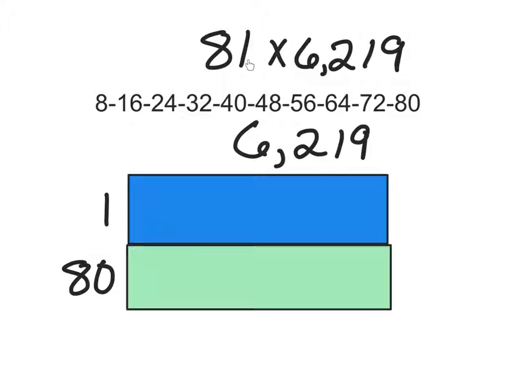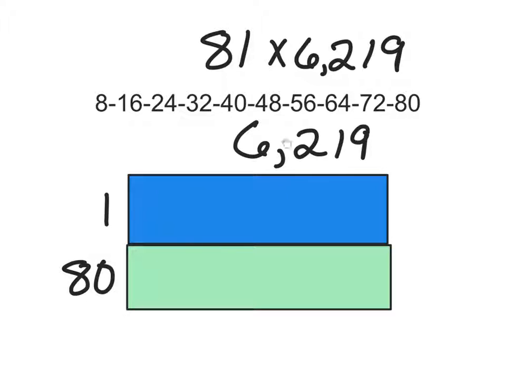I didn't even need to worry about the ones because those are simple Simon, my friends. Then I took the 6,219 and plugged it right up on top of my two area boxes right here. I broke the 81 into 80 plus 1, and now I'm going to start right here with 1.